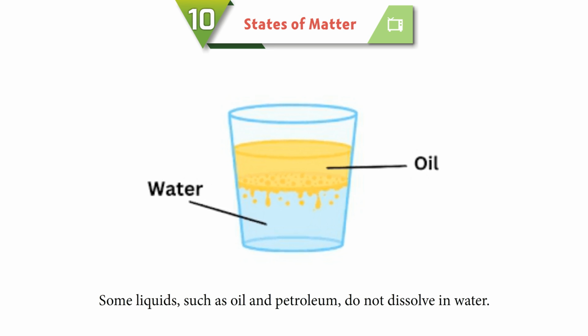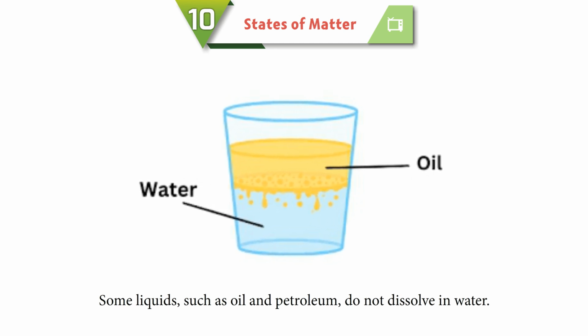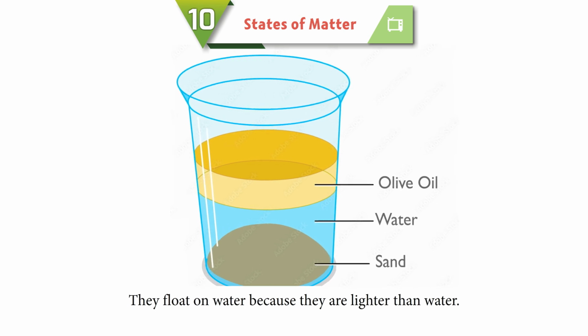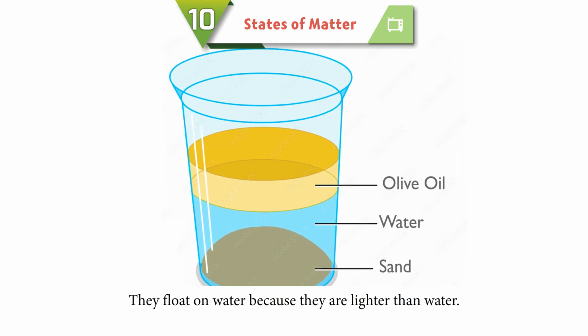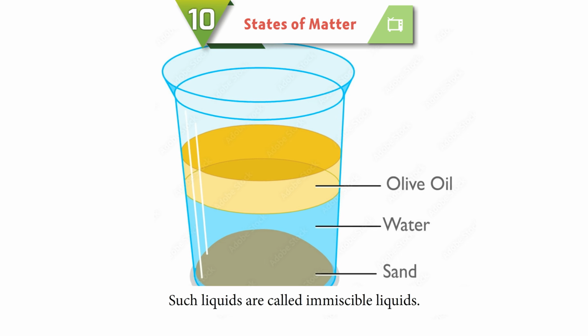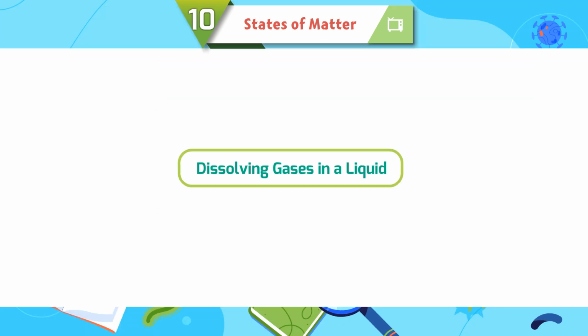Some liquids such as oil and petroleum do not dissolve in water. They float on water because they are lighter than water. Such liquids are called immiscible liquids.